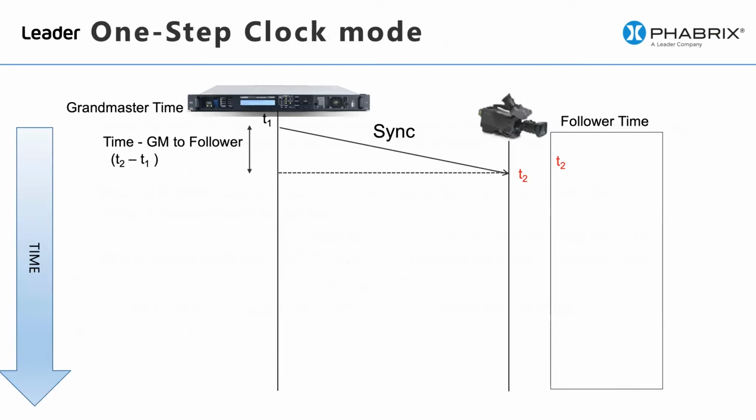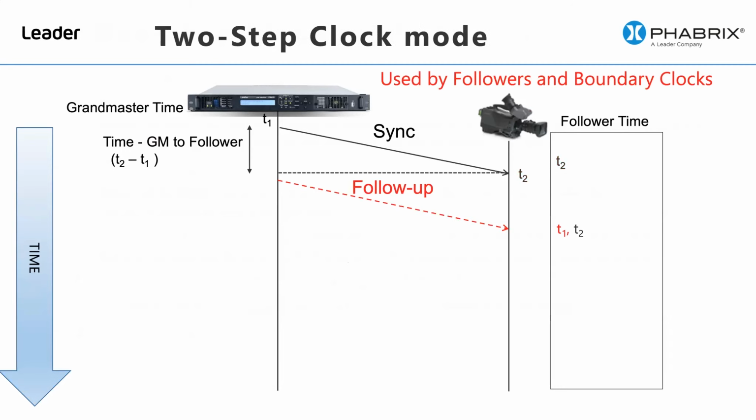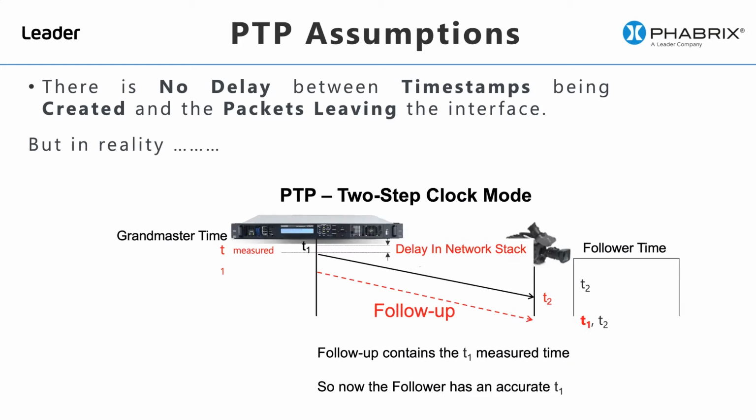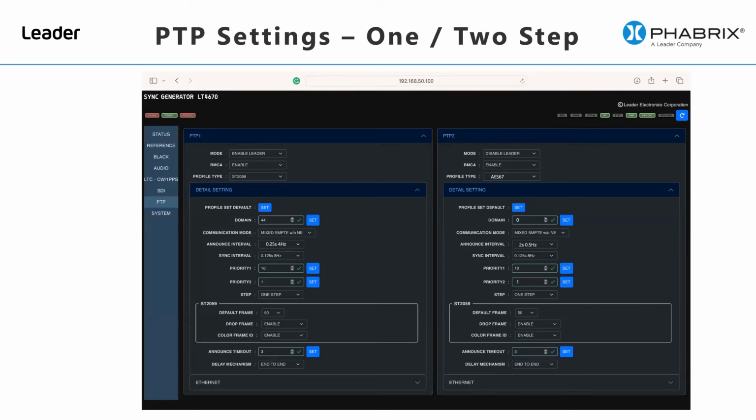One-step or two-step clock. A one-step clock sees a sync message sent from the grandmaster time to the follower. A two-step clock sees a follow-up message sent. PTP assumes there is no delay between timestamps being created and the packets leaving the interface. But in reality, there is what's known as a delay in network stack. So therefore, the follow-up message contains the accurate T1 time, not when it was created, but when it was actually sent from the grandmaster time. And again, this can be set up on the sync pulse generator with PTP for either one-step or two-step, depending on the architecture of your PTP network.